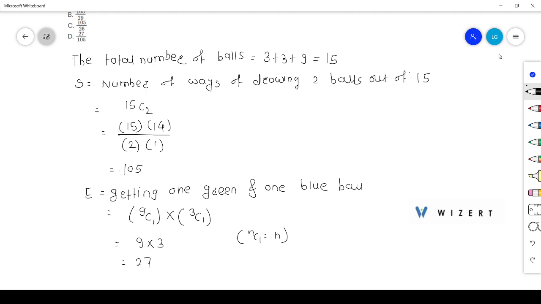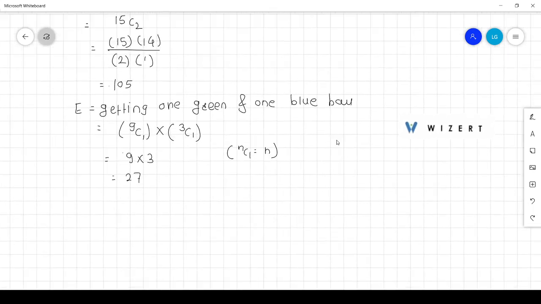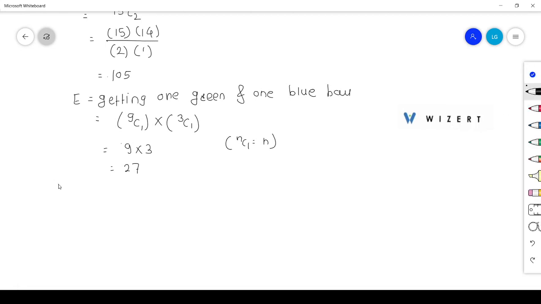So probability of E, probability of getting 1 green and 1 blue ball is N of E divided by N of S. Means 27 divided by 105. So our correct option is option D.